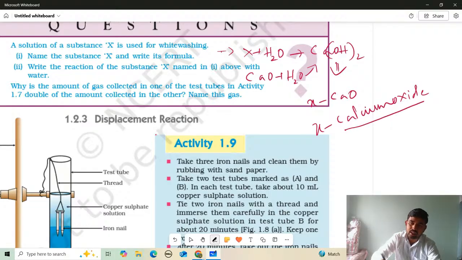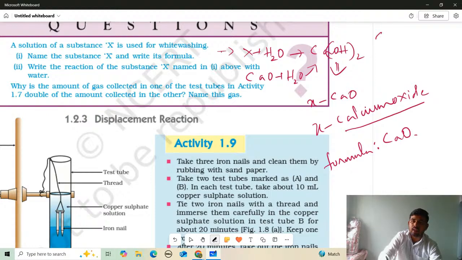Okay, calcium oxide is the name, and then the formula. You should write the formula. What is the formula of calcium oxide? CaO. Again, you know very well calcium valency is 2, oxygen valency is 2, so 2 and 2 gives CaO. Okay, if you have doubt about the formula.